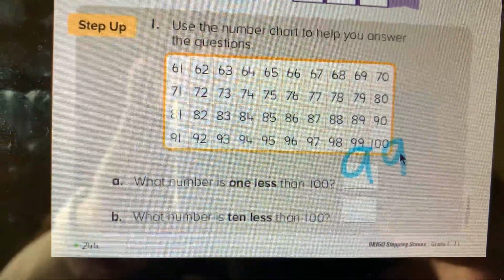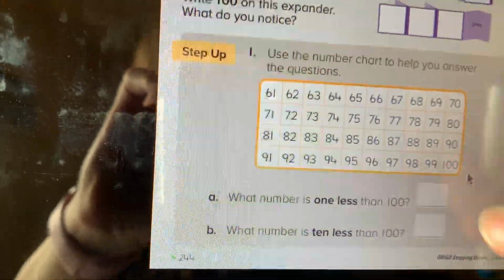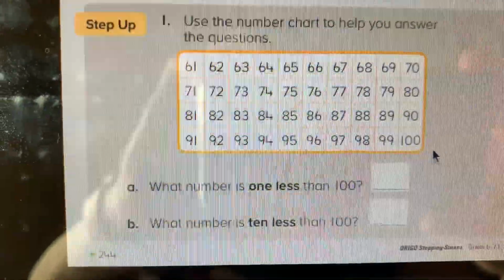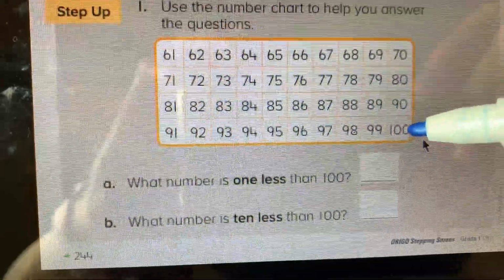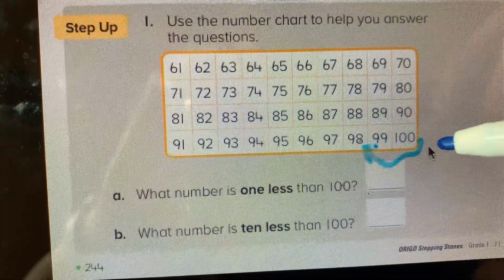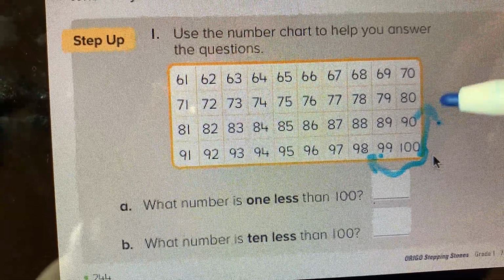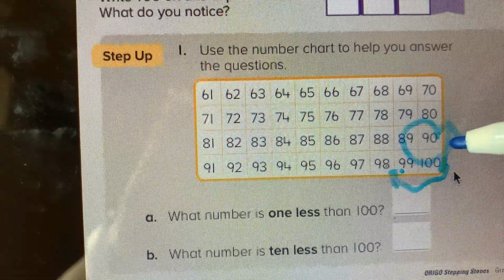Then what number is 10 less than 100? That's when I have to take the 100, and like we counted by tens, 10, 20, 30, 40, 50, 60, 70, 80, 90, 100, I have to jump back 10. So instead of going this way, I go this way. So 10 less than 100, my answer is 90.